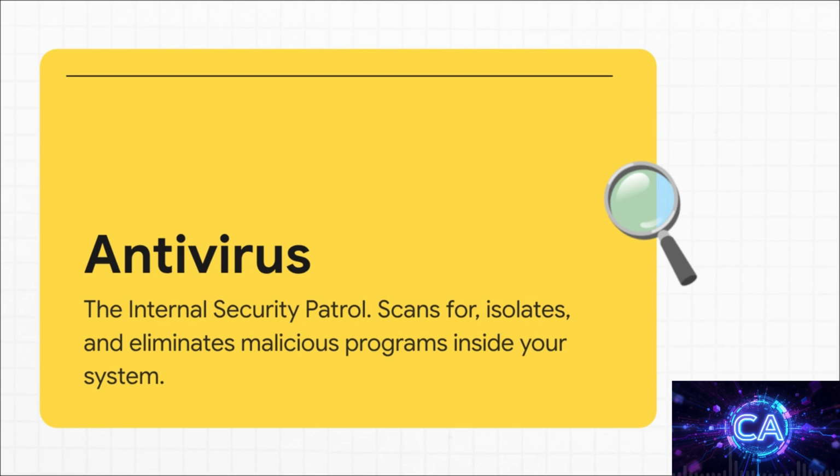But what happens if something does manage to slip past that main gate? Well, that's where antivirus software comes in. This is your internal security patrol. It's walking the grounds inside the fortress walls, constantly on the lookout for intruders that may have snuck in. And when it finds one, it takes care of it before it can cause any real trouble.